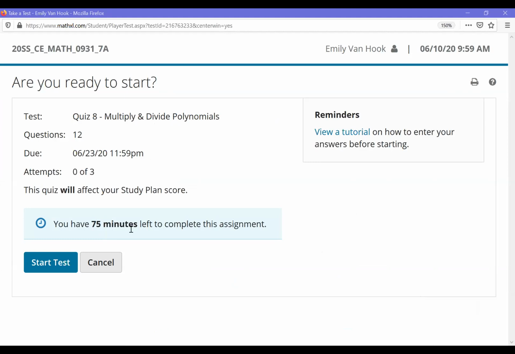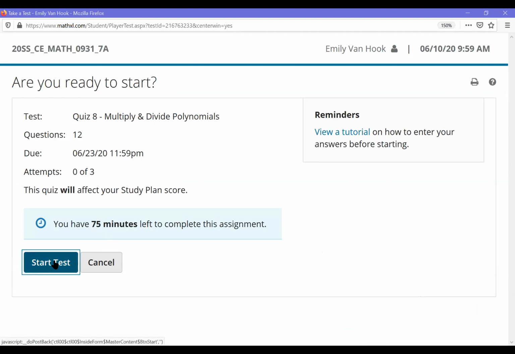With a quiz, you can start it and then close it and come back to it. That is different from a test, okay? With our test, you have to continue and continue working on it. As soon as you open it, that's it. You have to continue and finish it. Quizzes are a little different.